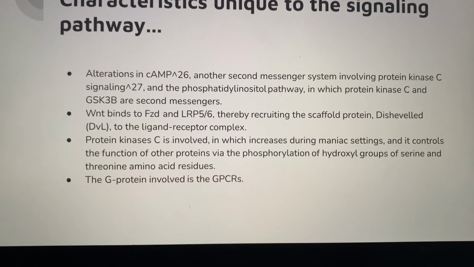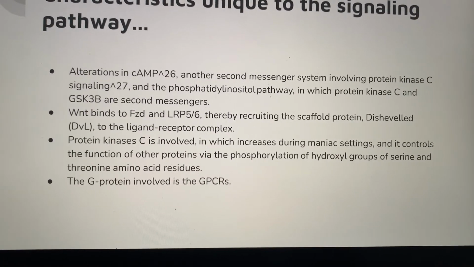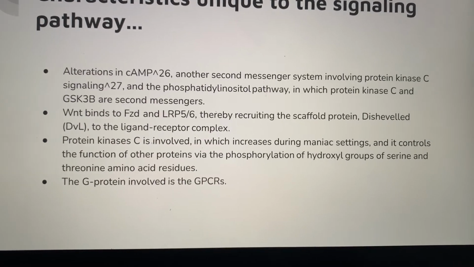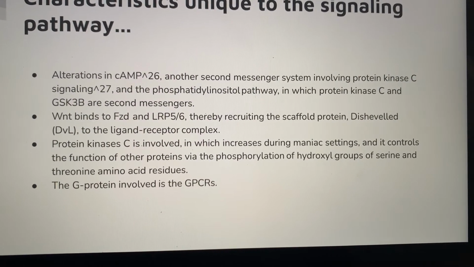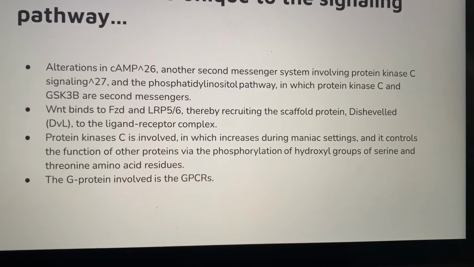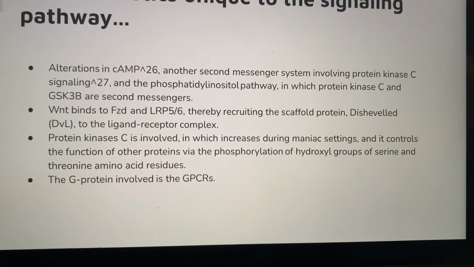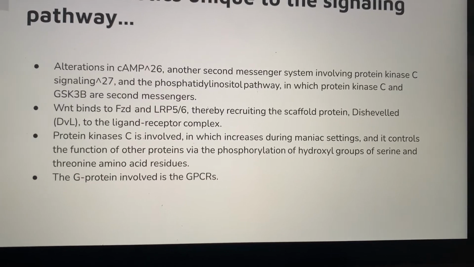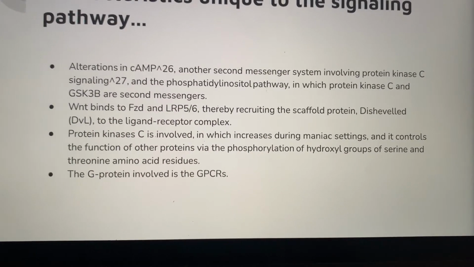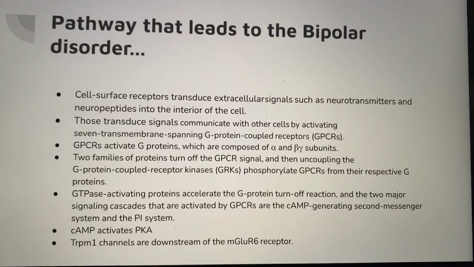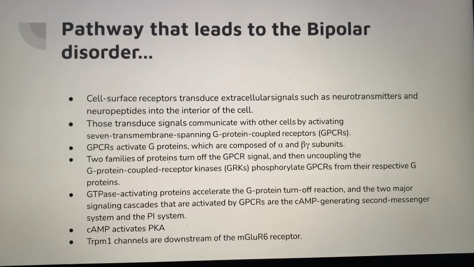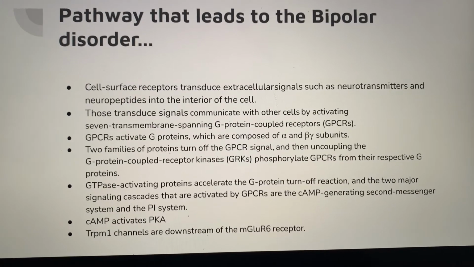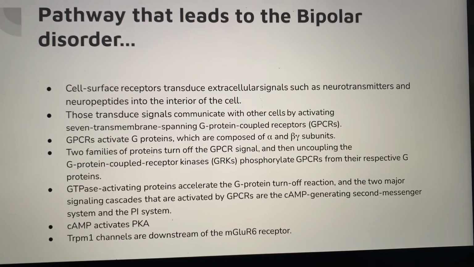Protein kinase C is involved, which increases during manic settings, and it controls the function of other proteins via the phosphorylation of hydroxyl groups of serine and threonine amino acid residues. The G protein involved is the GPCR. The pathway that leads to bipolar disorder, again, is going to be more detailed when I talk about the drawing.